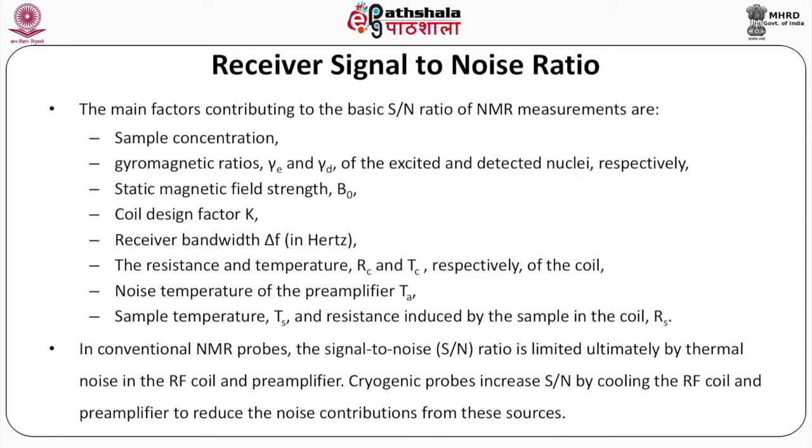In conventional NMR probes, the signal to noise ratio is limited ultimately by thermal noise in the RF coil and preamplifier. Cryogenic probes increase signal to noise by cooling the RF coil and preamplifier to reduce the noise contributions from these sources, and these probes are becoming very common, especially for the analysis of biomolecules.